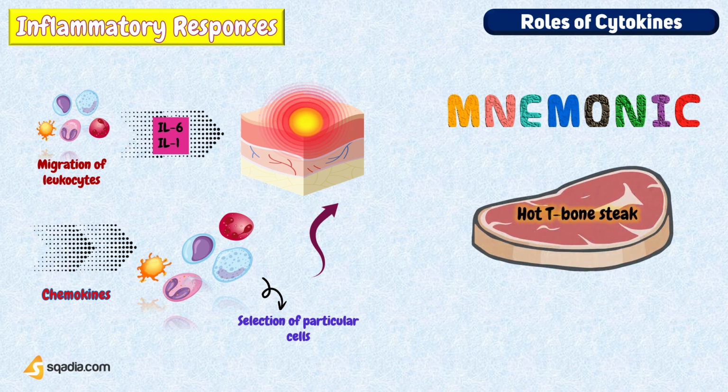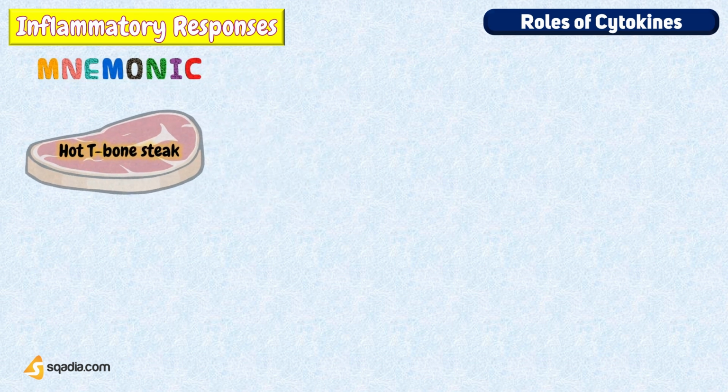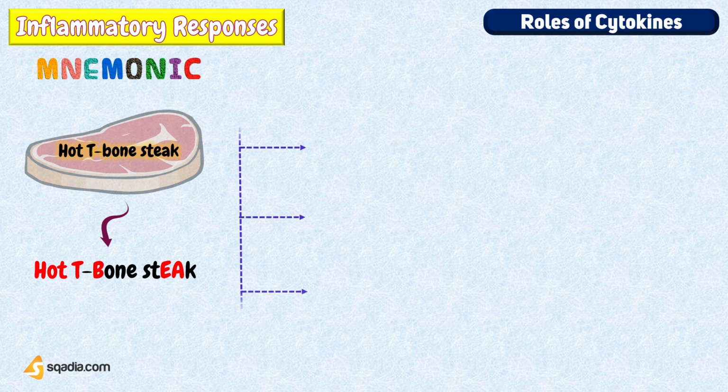If you are facing difficulty in remembering specific functions of cytokines, here is a mnemonic that can help you. This mnemonic is used to memorize the functions of interleukins. Hot T-bone steak. You need to focus on the letters that are written in red.